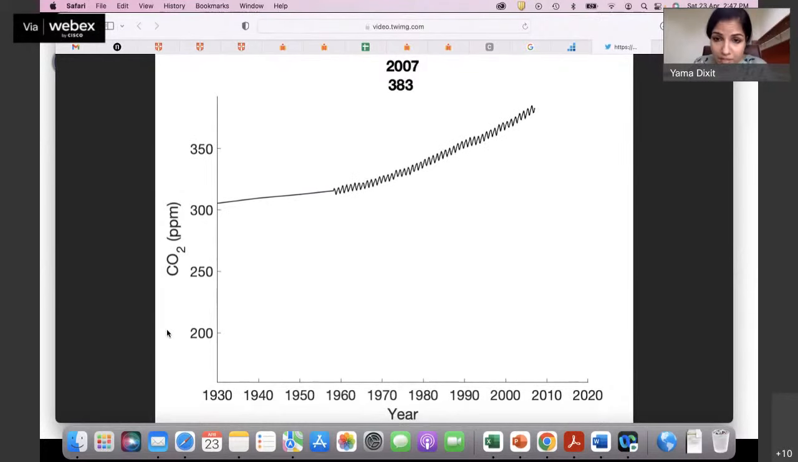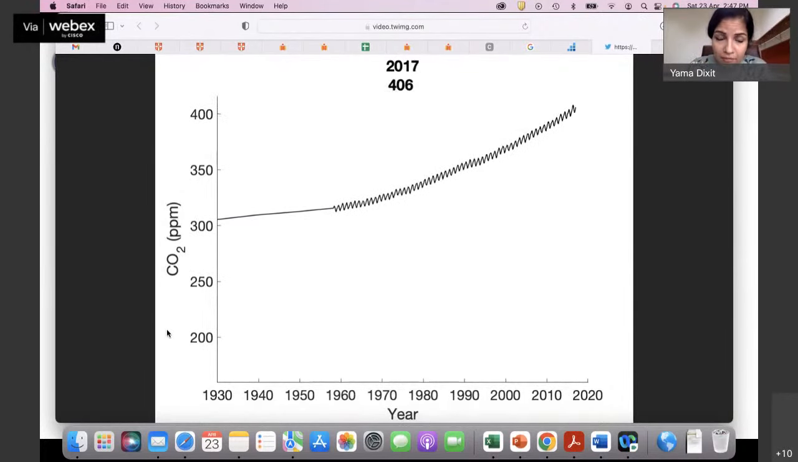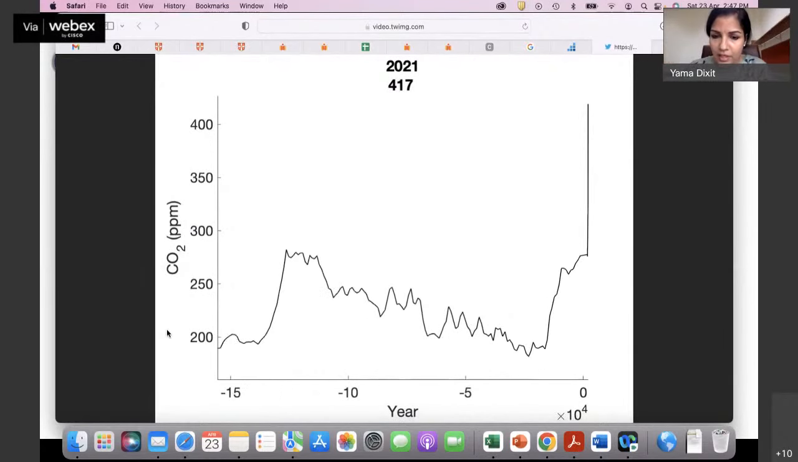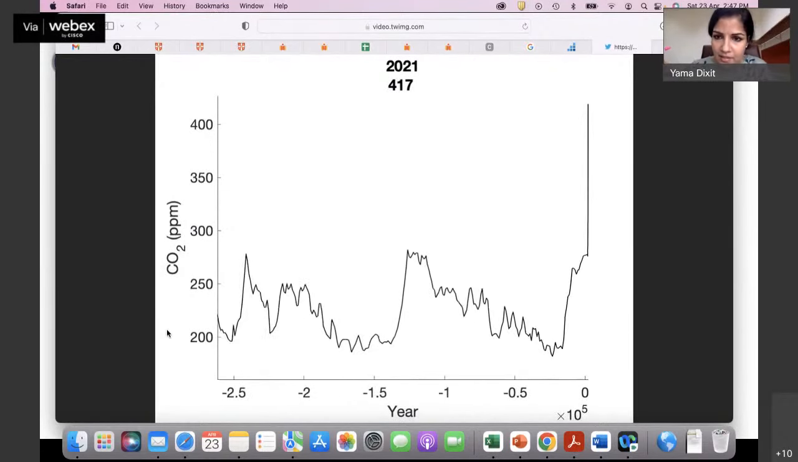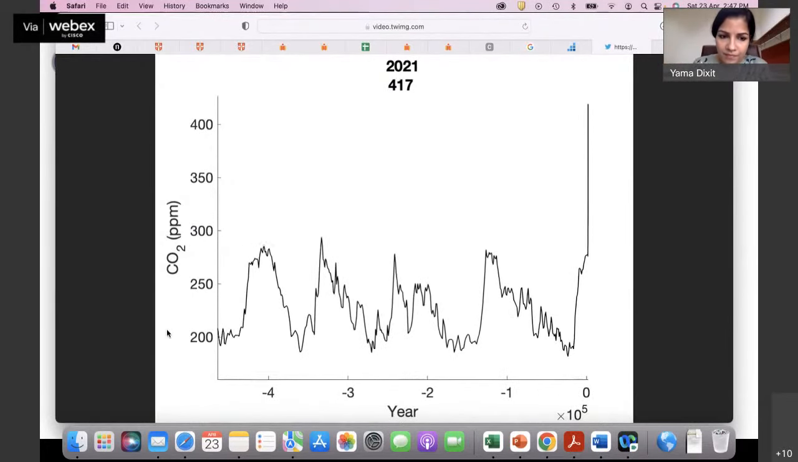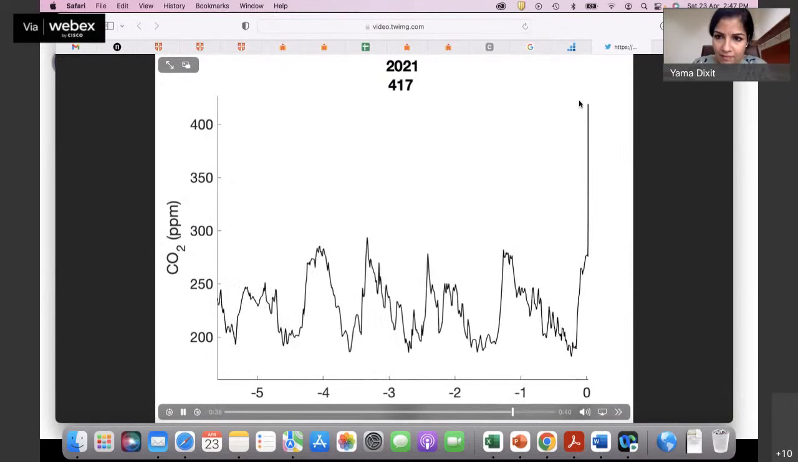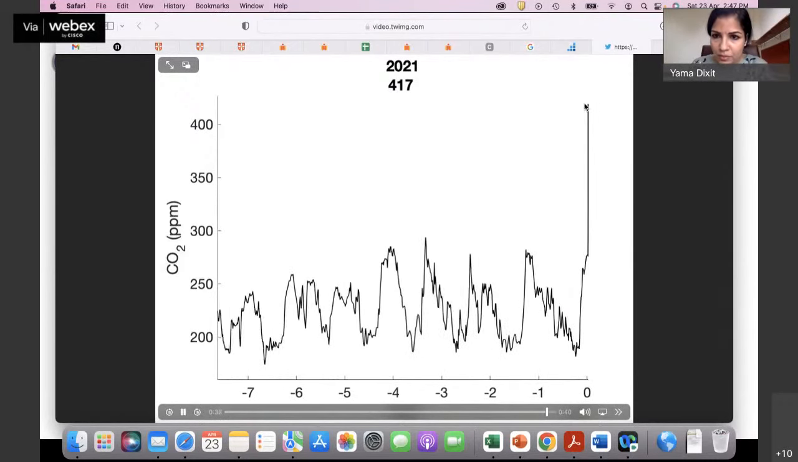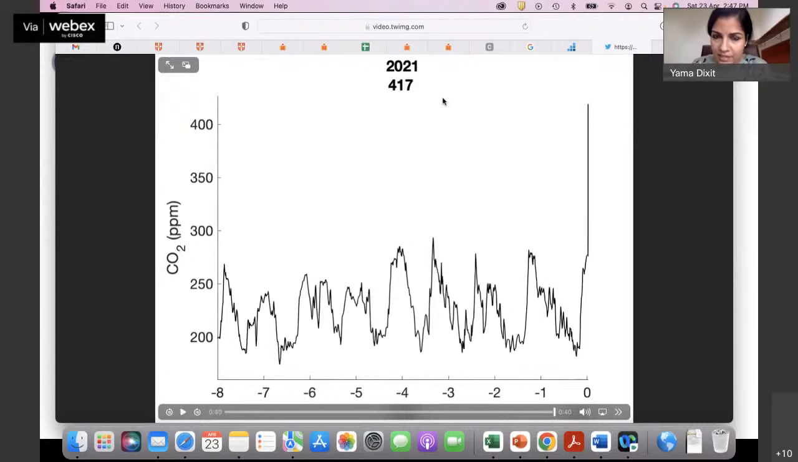What is interesting to note is that the frequency of measurements taken is really high because of the instrumental record. Now, if we compare it to the past, here we are now in 2021, 2022. In 2021, we are at 417 ppm of CO2. But in the past 800,000 years, CO2 was never this high.